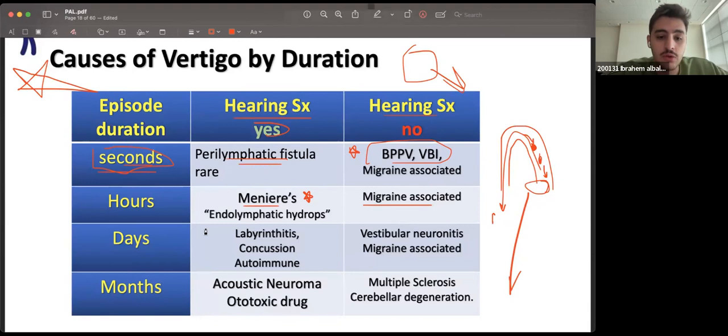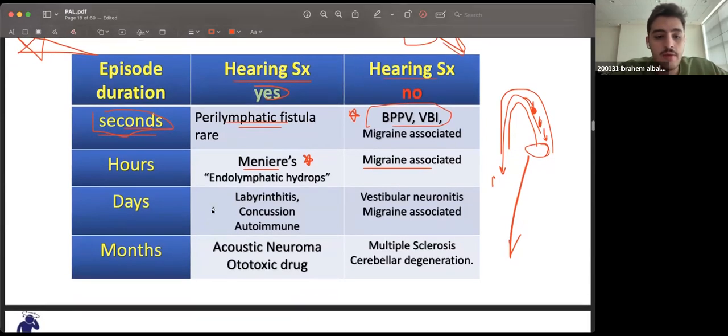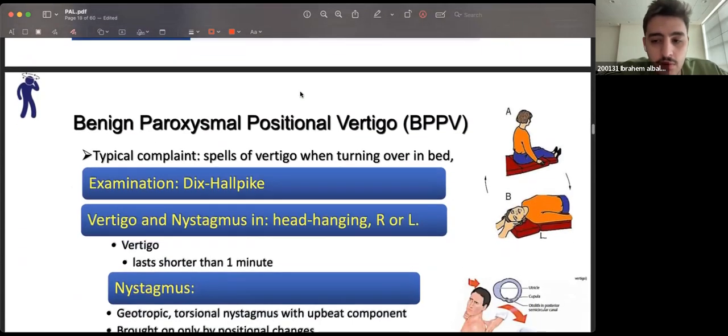Migraine associated, we'll talk about it. The others are usually for days, they're due to inflammation. If you had a tumor, or an ototoxic drug reaction, these are all other causes, but the main ones are Meniere's disease and BPPV. You should be able to differentiate between them, okay? You differentiate between them depending on the timing and the hearing involvement.